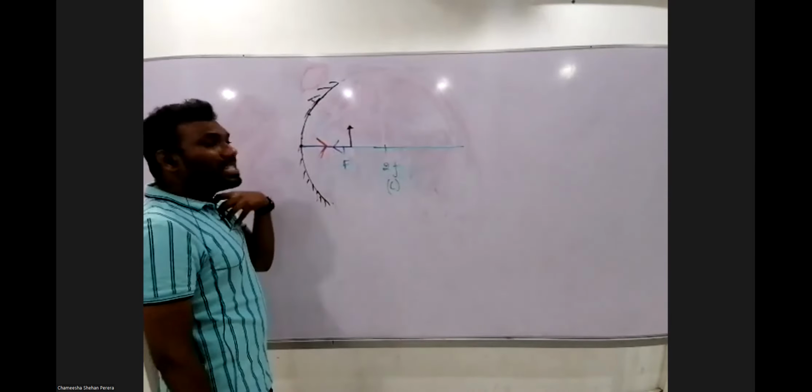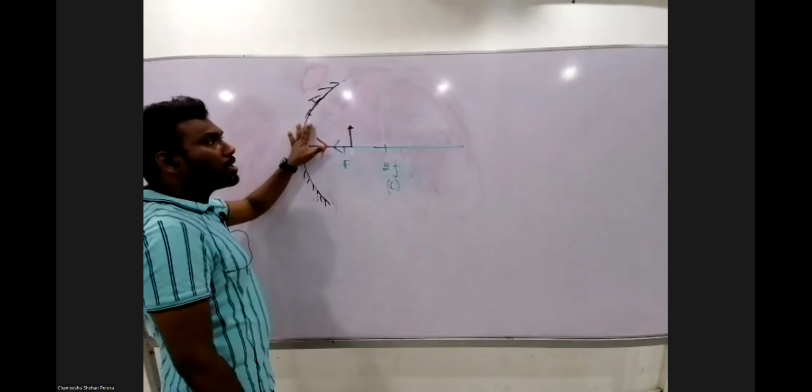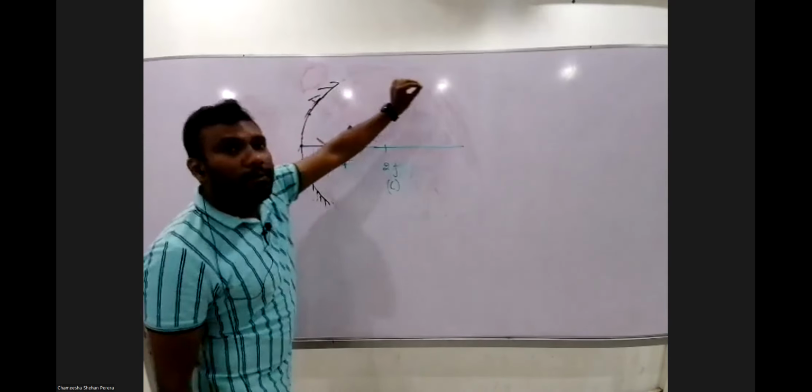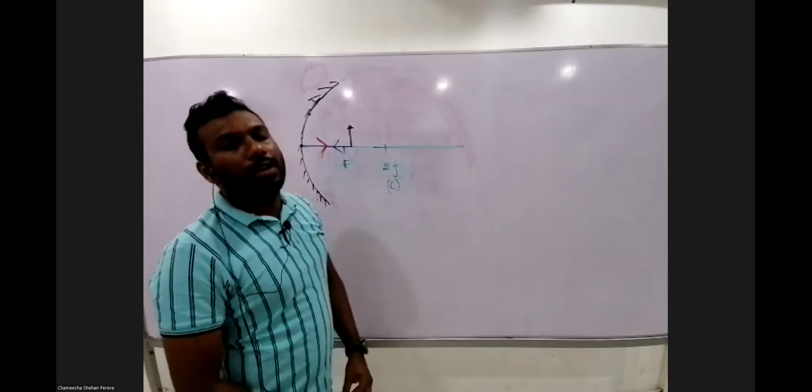What we worry about is when we consider two light rays reaching the mirror surface from the top of the object, and how they would get reflected and meet at a point. That's the thing we have to consider here.